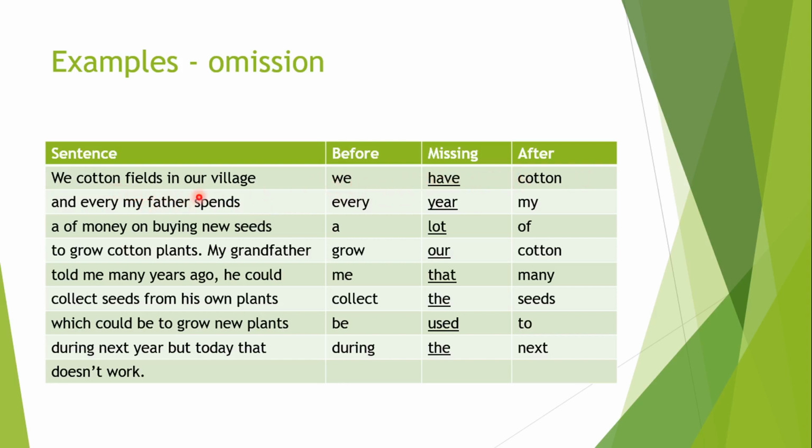Like, we cotton fields in our village. So if we read this sentence, we will find something missing. So the missing word is have. We have cotton fields in our village. So the word before have is we. So we will write we here, the missing word here, and the word after the missing word is cotton, so we will write that here. So it will be we, have, cotton.